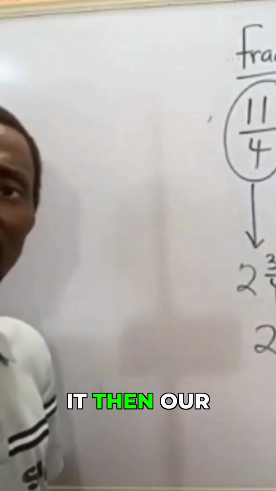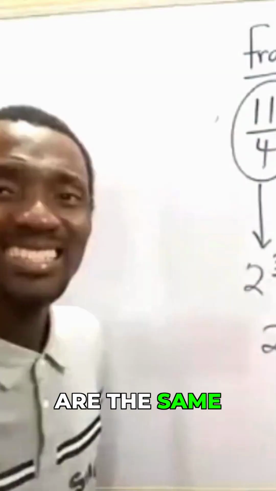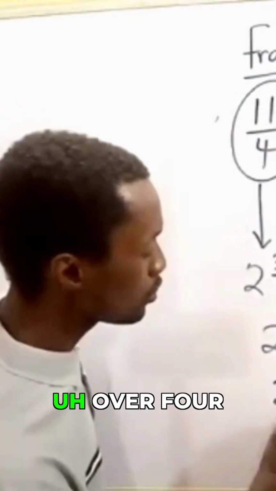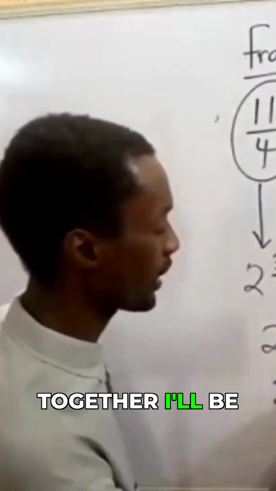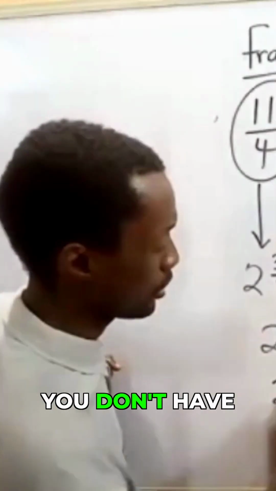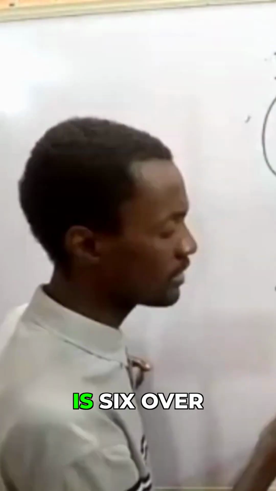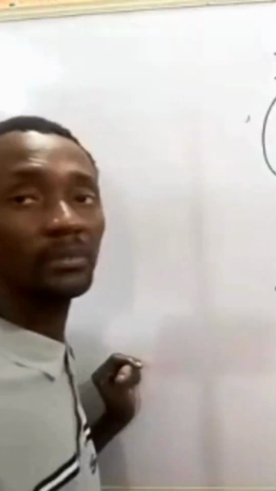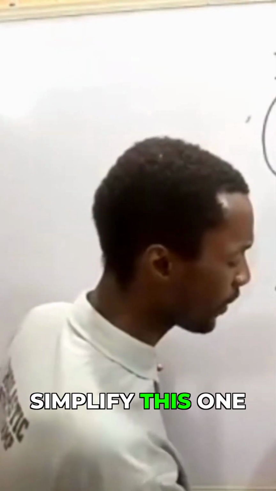Then remember our rule, you can only add when the denominators are the same. So this will give me 2/4, and then I'll add these two together. 3 plus 3 will give you what? 6. But there's a challenge here. This is 6/4. So I can still simplify this one.